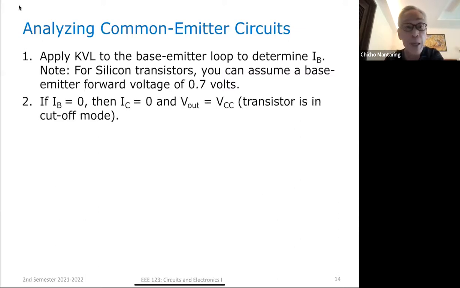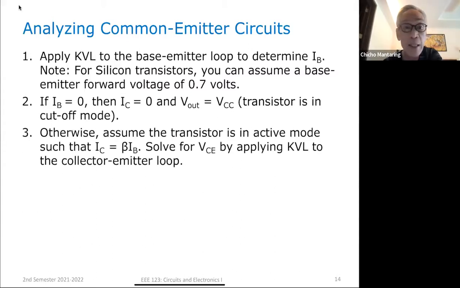So the second step is, based on the value of I sub B, take a look at the value of I sub B. If I sub B is equal to 0, that is the base emitter diode is not conducting, then right away we conclude that I sub C is equal to 0, that is the transistor is cut off. Because if I sub B is equal to 0, that means either the base emitter is reverse biased or the forward voltage is not large enough so that it is greater than the turn-on voltage of the base emitter diode. So if I sub C is equal to 0, automatically your output will be equal to VCC.